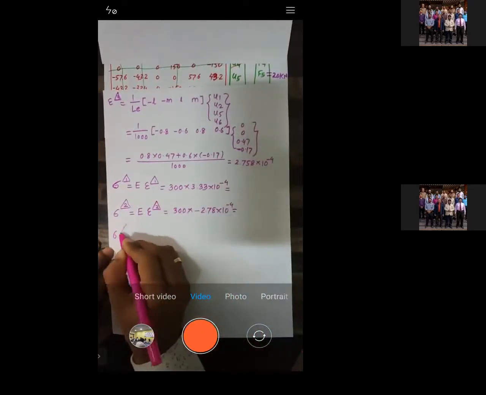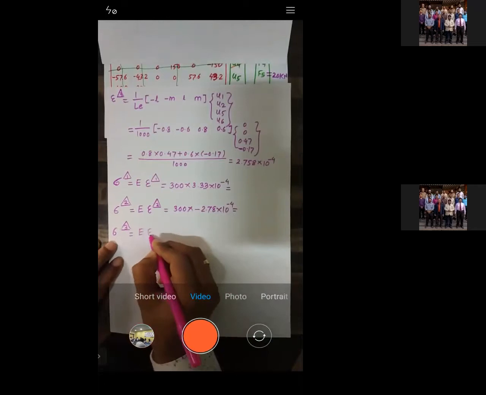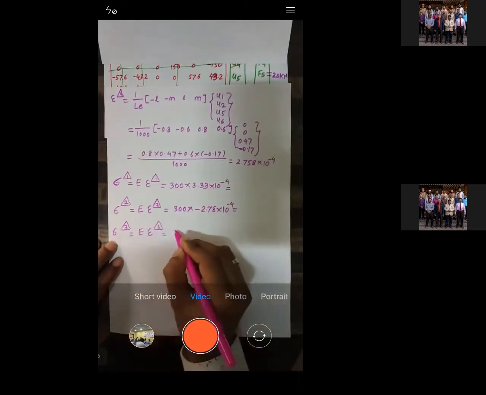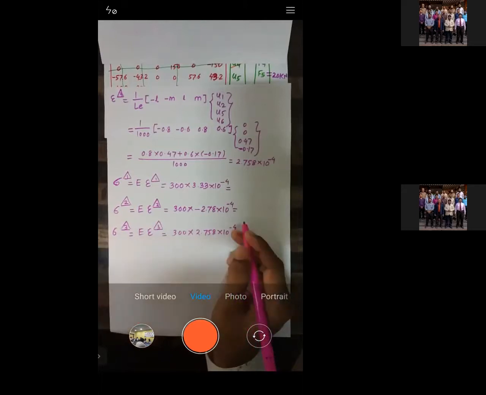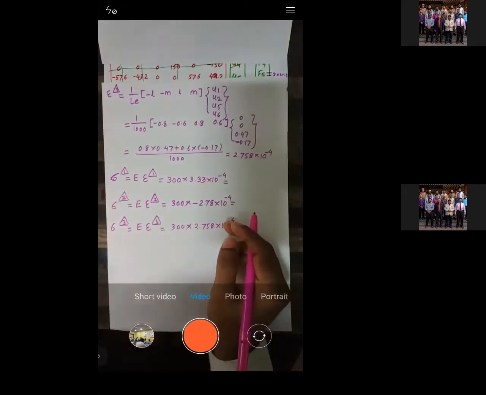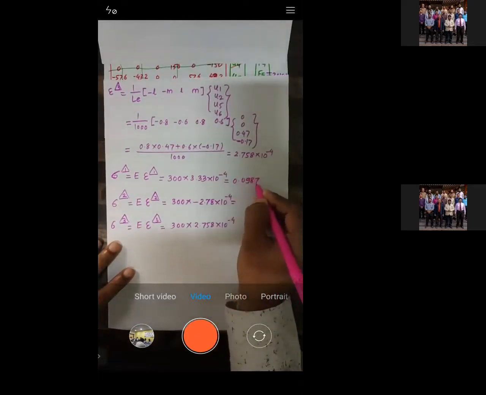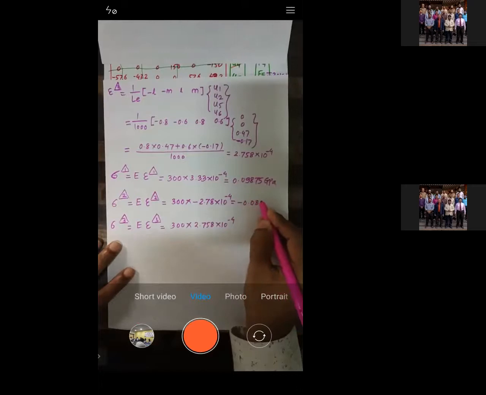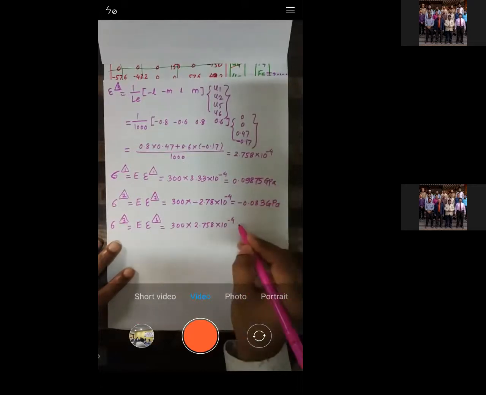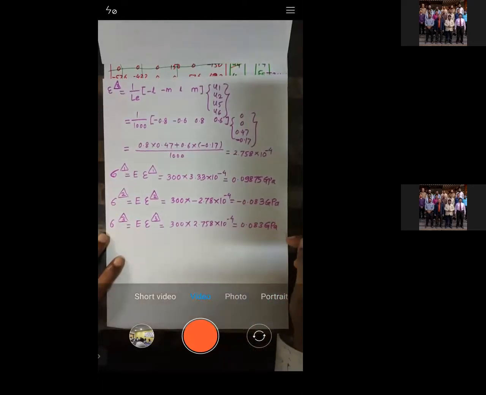On the similar lines, we calculate the stress induced in element number 3 as E into strain in element number 3. It is given as 300 into 2.758 into 10 raised to power minus 4. When we calculate this value, it will come as 0.09875 gigapascal. Similarly, this will come as 0.083 gigapascal, and this will come as 0.083 gigapascal. Is that okay, all of you?